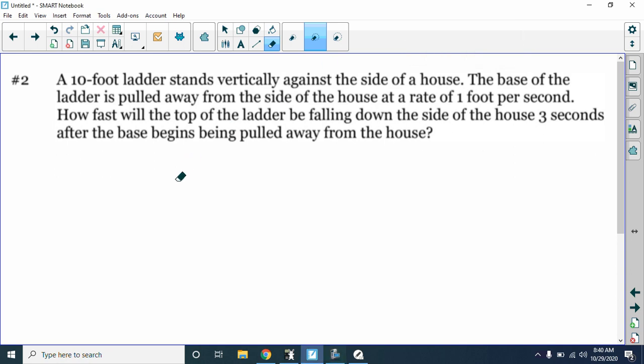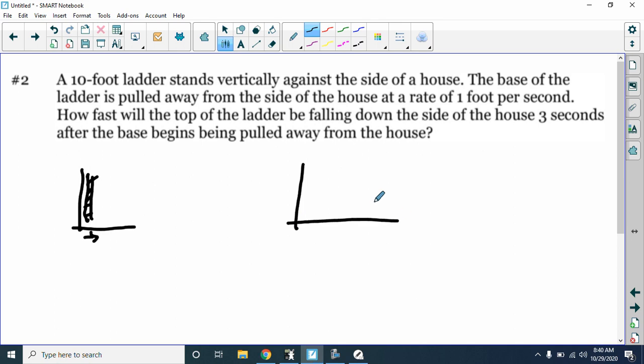This is number 2 from 2.5 and 2.6 extra practice. It's one of these ladder problems, but it's a little bit different in that it says that the ladder starts vertically against the house, so it's straight up and down, and then it begins sliding out. So eventually it's going to look like the classic ladder problem.